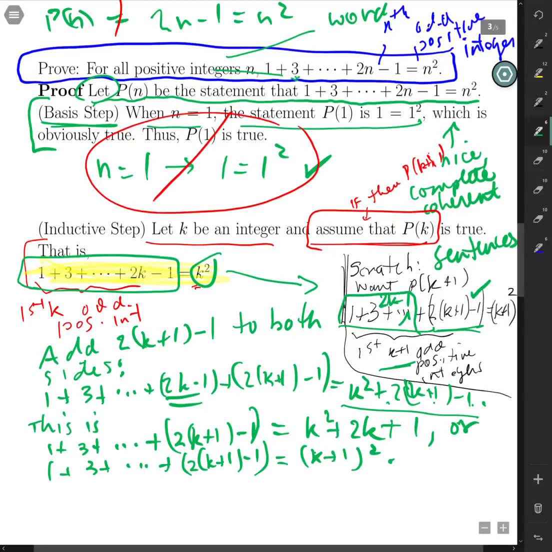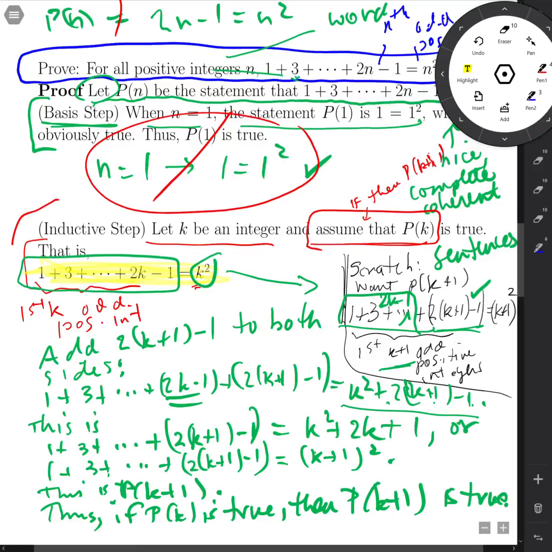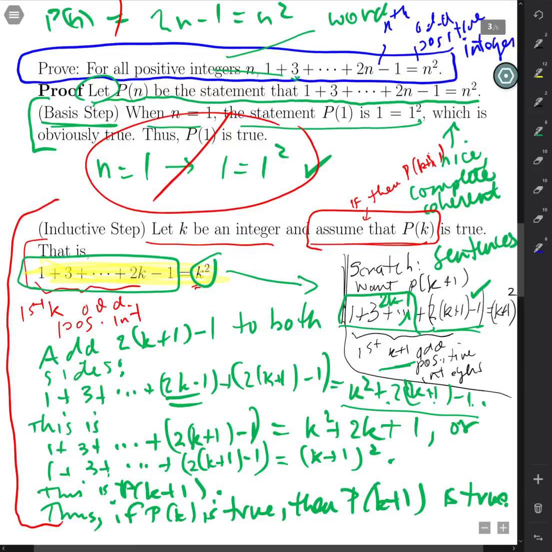All right. This is P(k+1). Cool. So what does that say? Thus, if P(k) is true, then P(k+1) is true. That was intended to be a comma and an if. They're right there. So that right there, let me bracket it in a different color. That's the inductive step concluded right there.